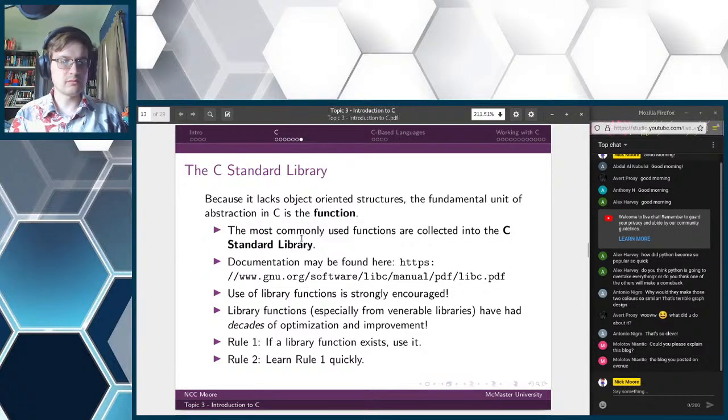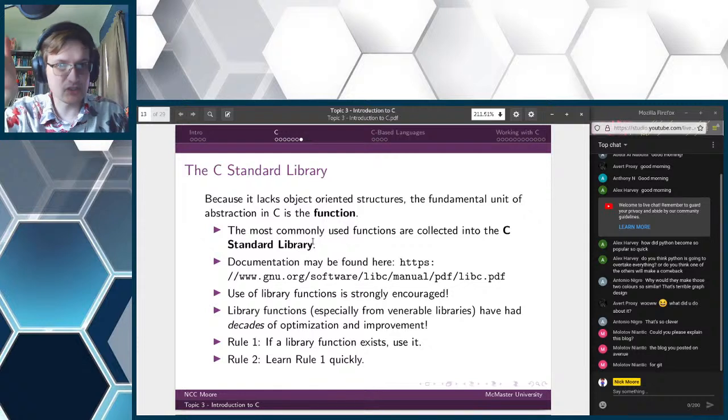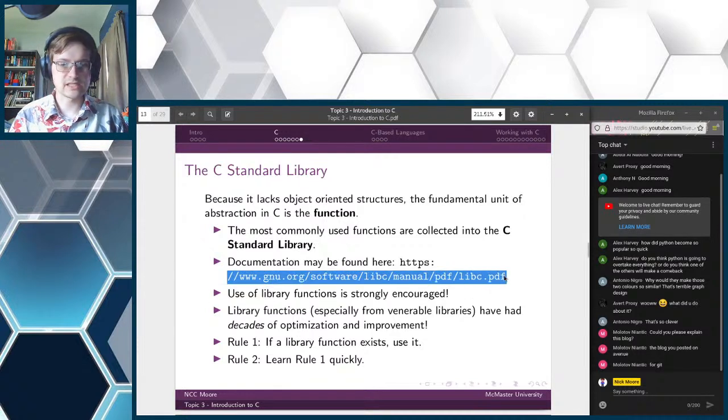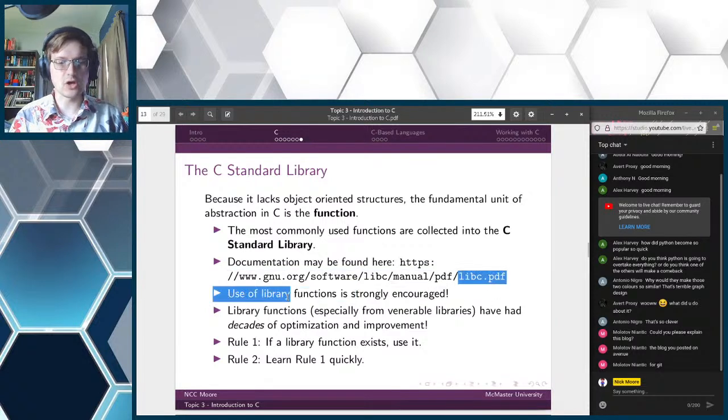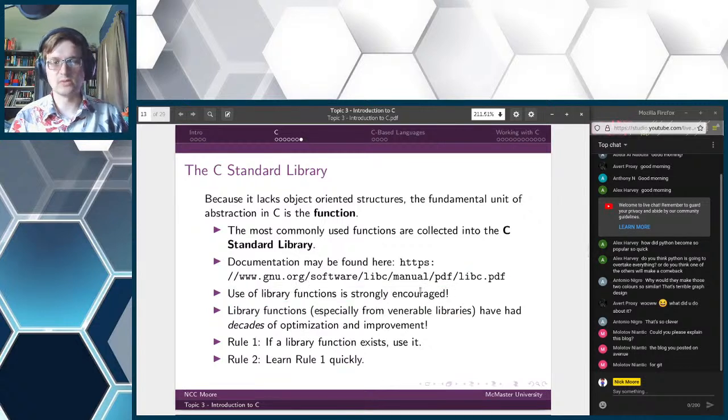So the most commonly used functions are collected into the C standard library. Where Python gives you a bunch of objects, a bunch of classes, C gives you a bunch of functions. Documentation may be found at this address. Use of the library functions is strongly encouraged. Use library functions whenever possible.